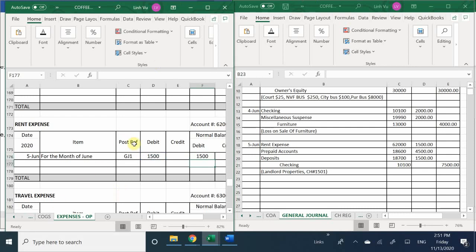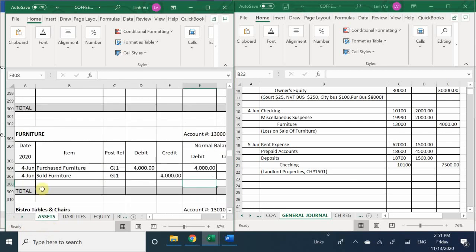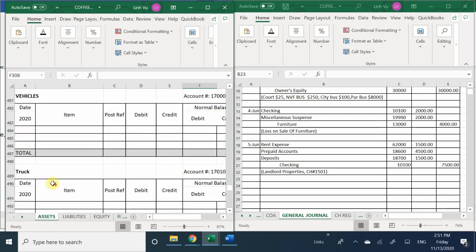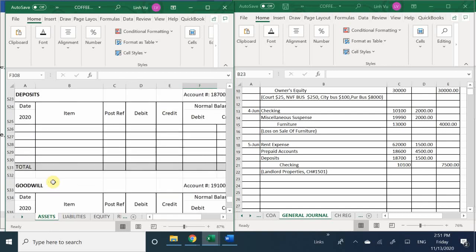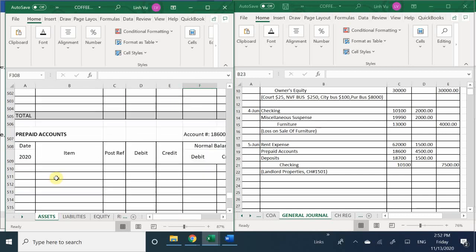to be $1,500. All right, and I'm going to format that. Now the next thing here is I have a prepaid account, which we establish as an intangible asset. So it's going to be one of the accounts that are going to be at the very bottom. So here I have my deposits. So one more up, here is my prepaid accounts.